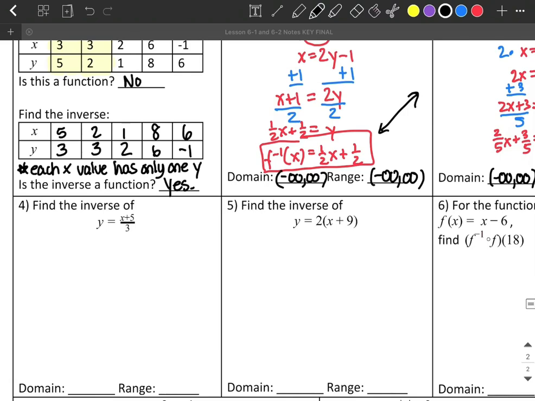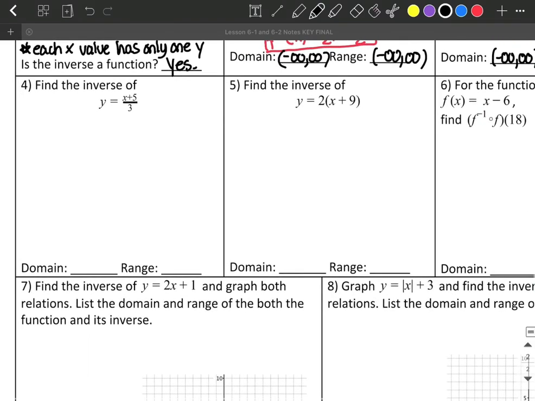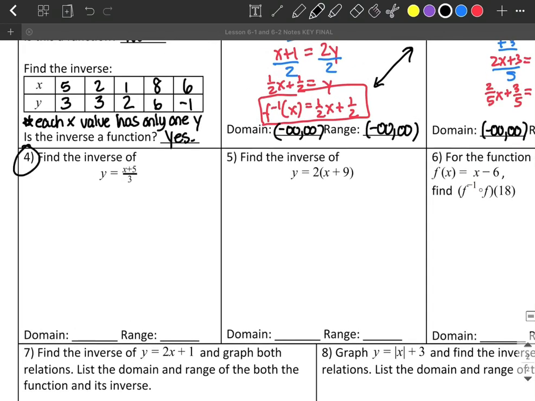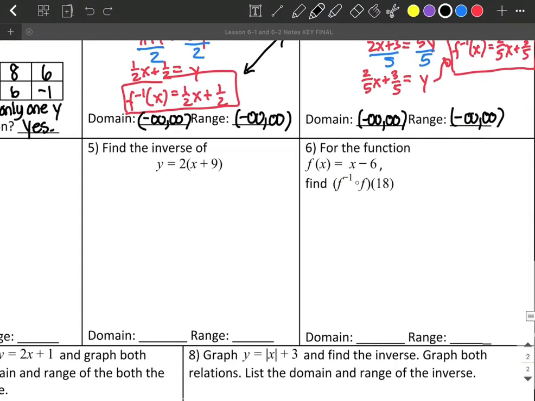I don't know if I have to do all of these examples. I'm going to skip these two. You can try them on your own, because they're very similar to the ones I just did. And I'm going to do 6.